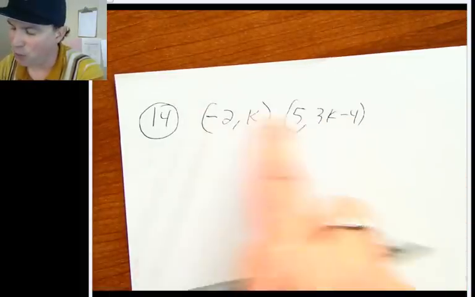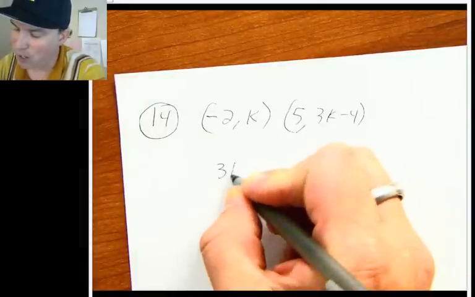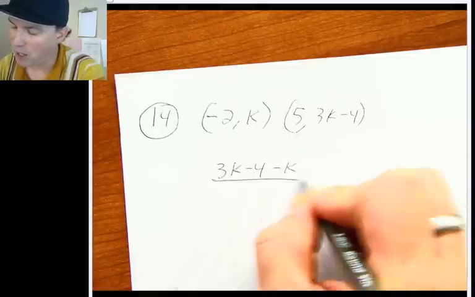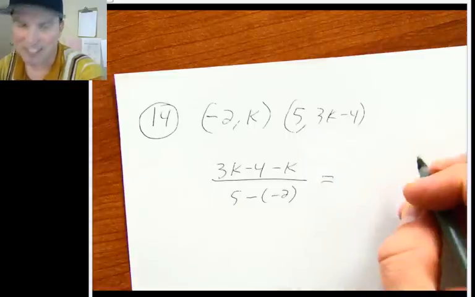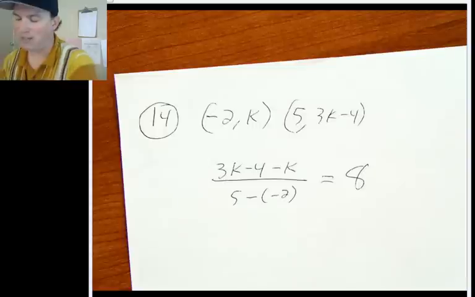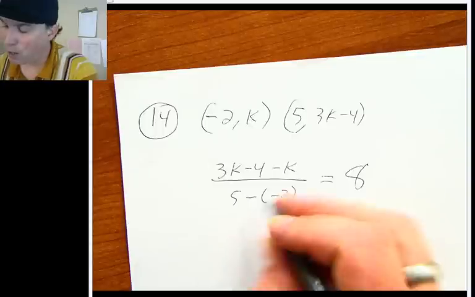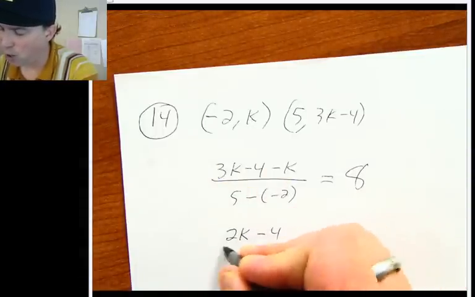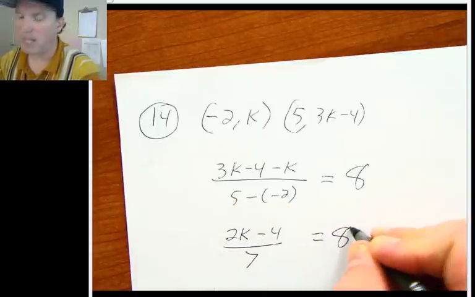So if we take these two coordinates and plug them into our slope formula, we have 3k minus 4 minus k all over 5 minus negative 2, and this must be equal to 8 because that's what the slope is. Now let's solve this. 3k minus k, that's 2k. So 2k minus 4 over 5 minus negative 2, that's 7, equals 8.